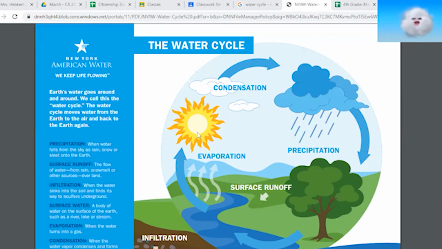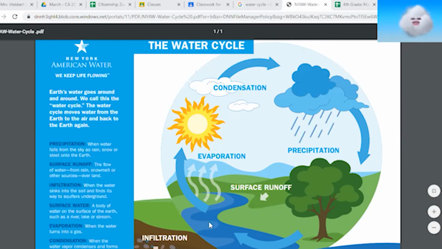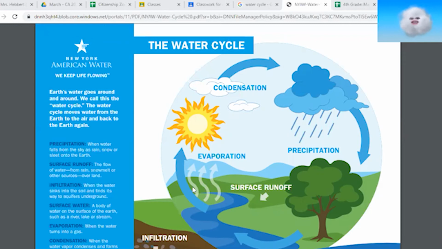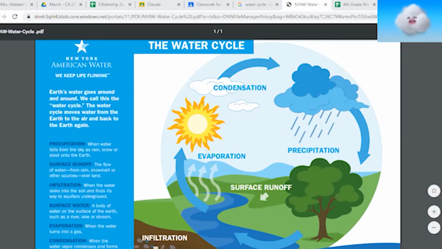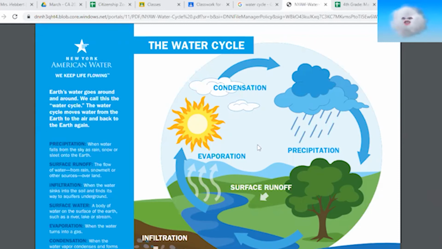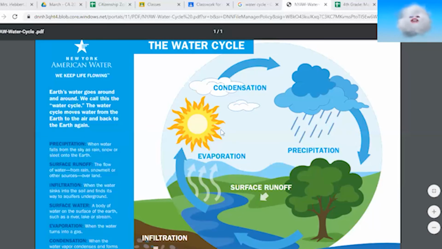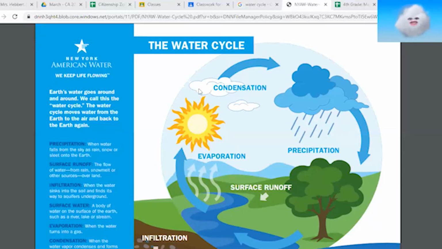These arrows show that the sun is heating up the water that's sitting here, and then it turns into a gas. So it evaporates into the air, and now we have water vapor floating around in the air. And we just learned about humidity, and we know that when there is lots of water vapor in the air, there is high humidity. Up in the air, we then have the water vapor, and as it gets higher and higher in the air, it gets colder and colder in temperature. Once it is cold in temperature, the gas is going to condense into a liquid. So that's when we get our clouds.